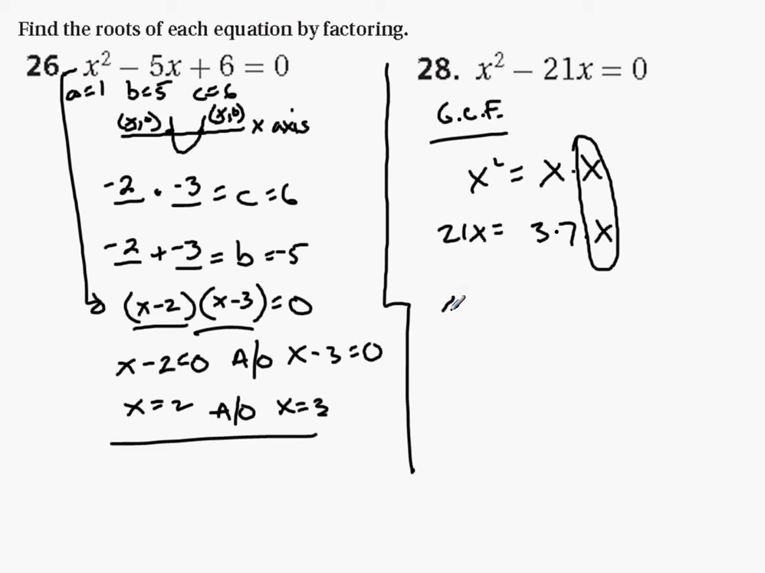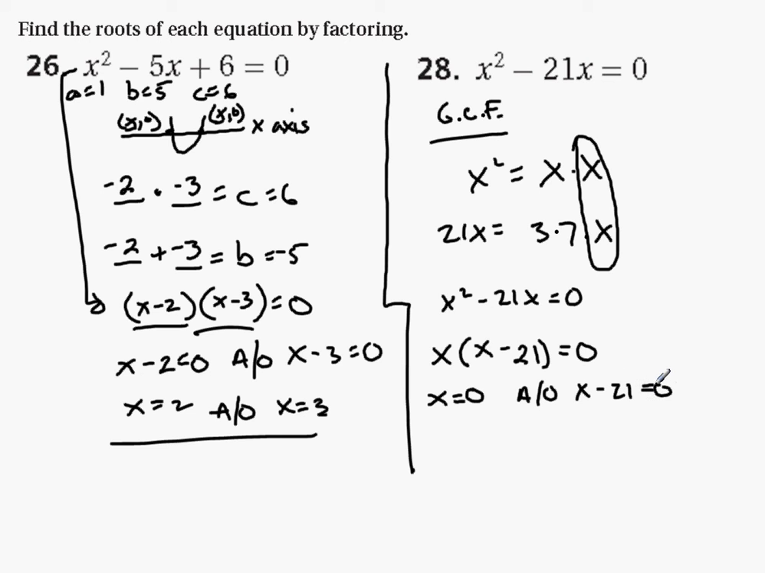So x squared minus 21x equals 0 turns into x times x minus 21. So basically, I've done the opposite, the reverse direction of the distributive property. I've factored out the greatest common factor. Alright, so using the zero product rule, we could say that x equals 0 and or x minus 21 equals 0. In this case, x is 0 and or x equals 21. So those are the answers.